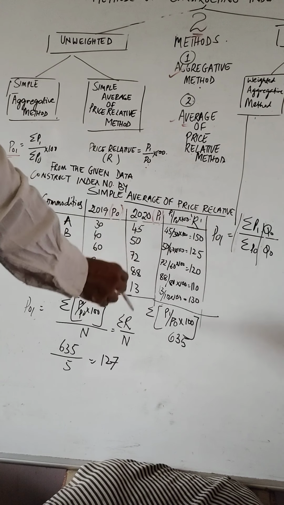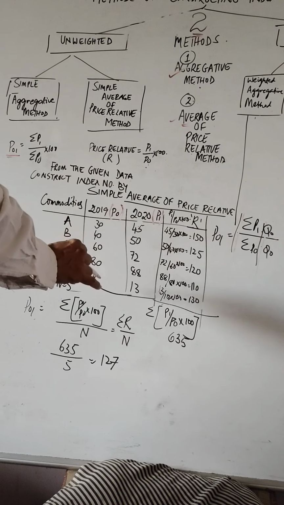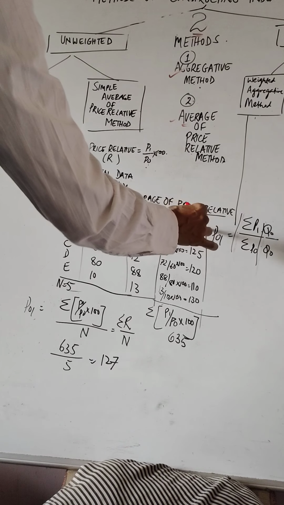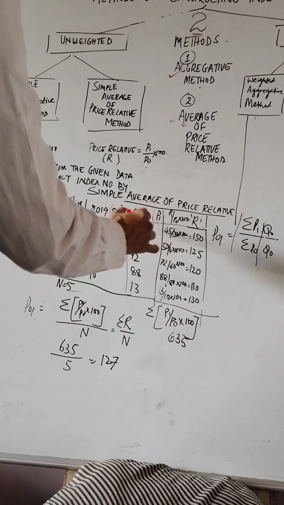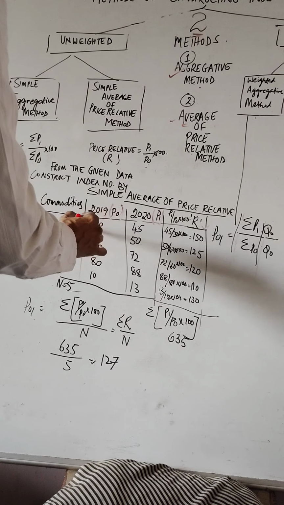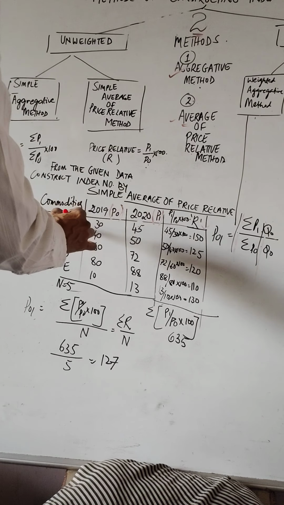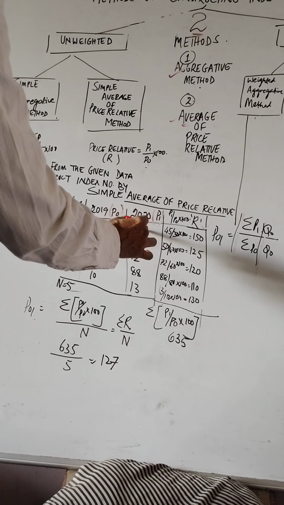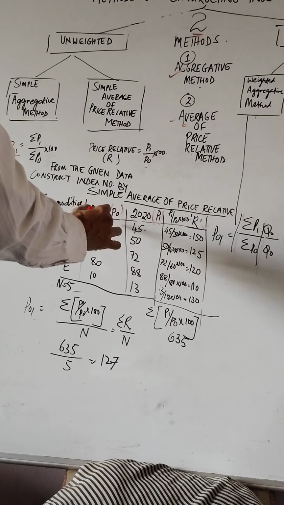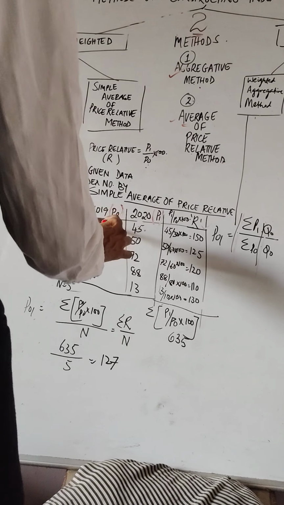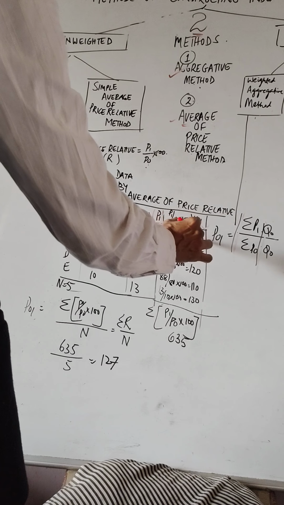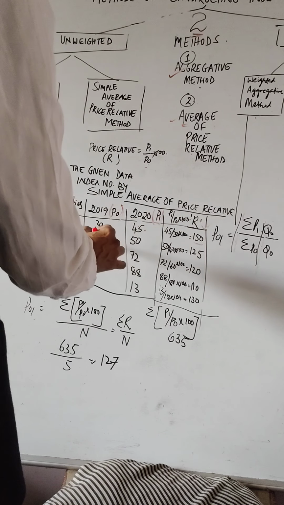So you copy down the numerical, and the first step is to find out R. How do you find out R? For each commodity, find out R. For A, we'll take 45, P1, the current year price, divided by the base year price 30, into 100, and what we get is 150.